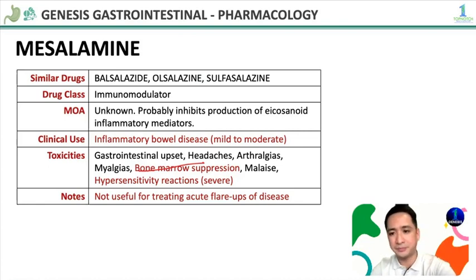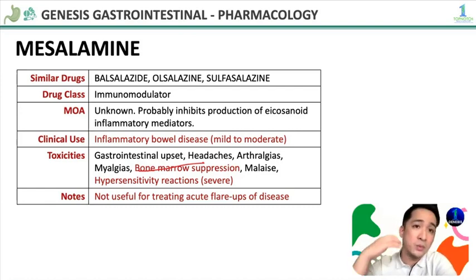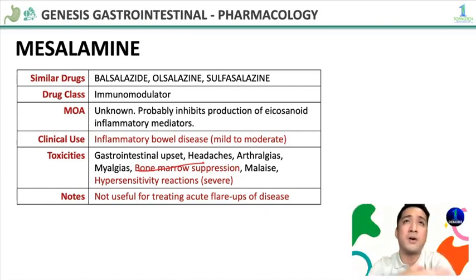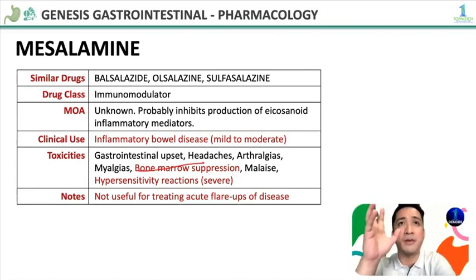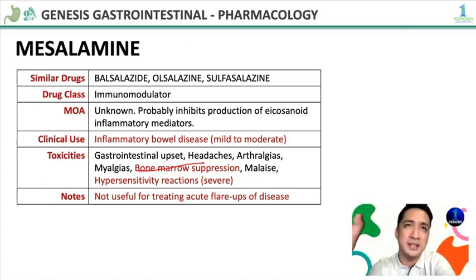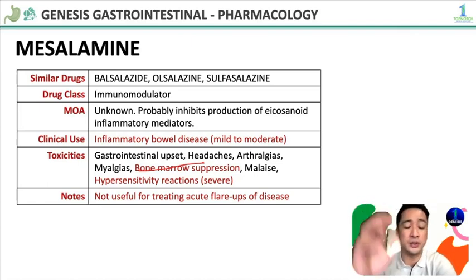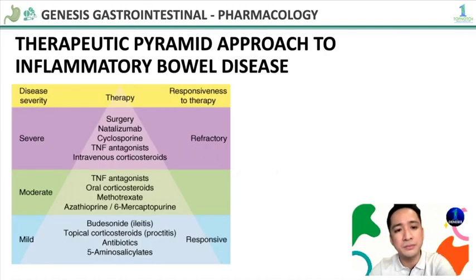For mesalamine, also take note that this is a sulfur-containing medication. What we have discussed from pharmacology is that if a medication is sulfur-containing, you should shy away from giving it to patients with G6PD deficiency and with allergies to sulfur or sulfonamides. So this figure is the therapeutic pyramid approach to the management of inflammatory bowel disease, depending on the severity of the disease.